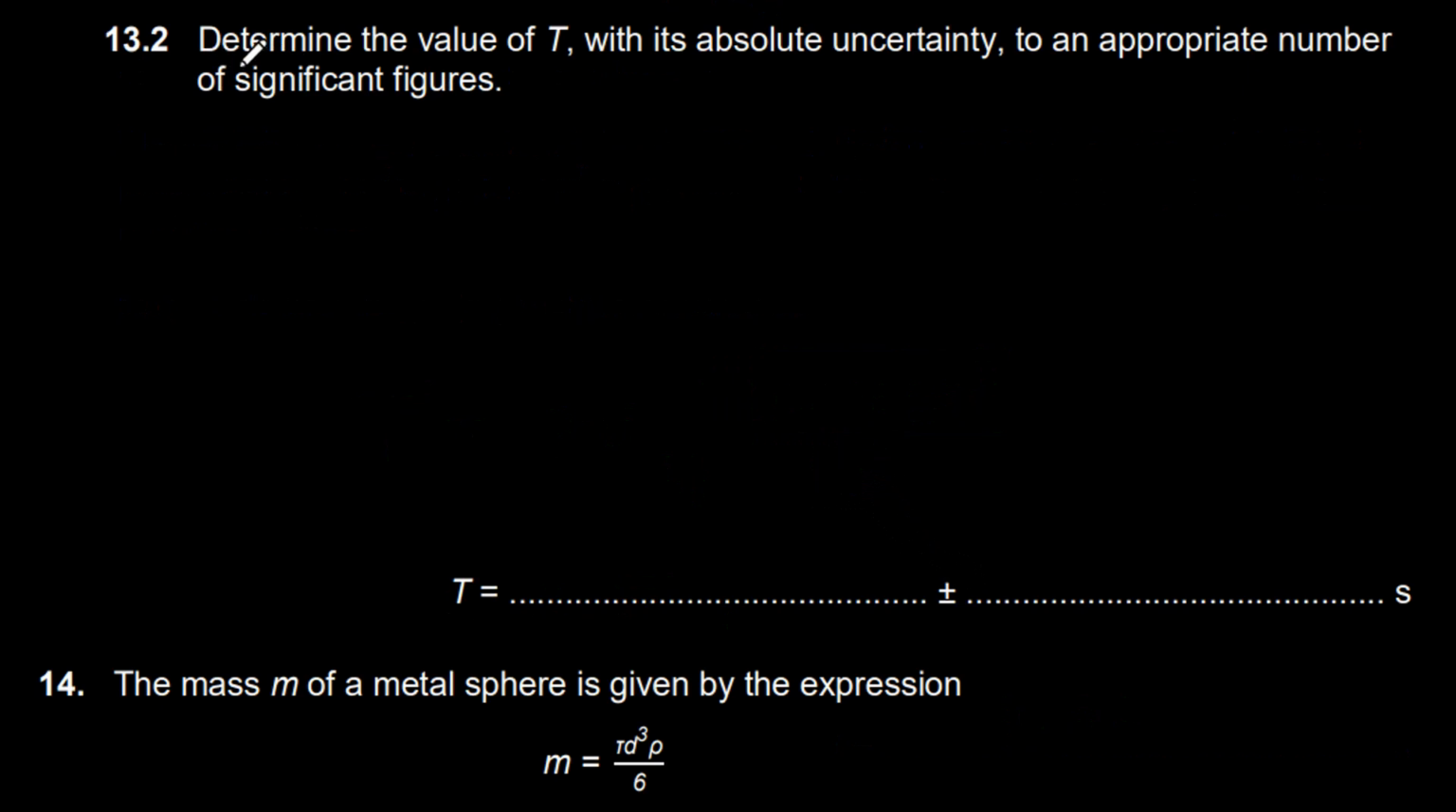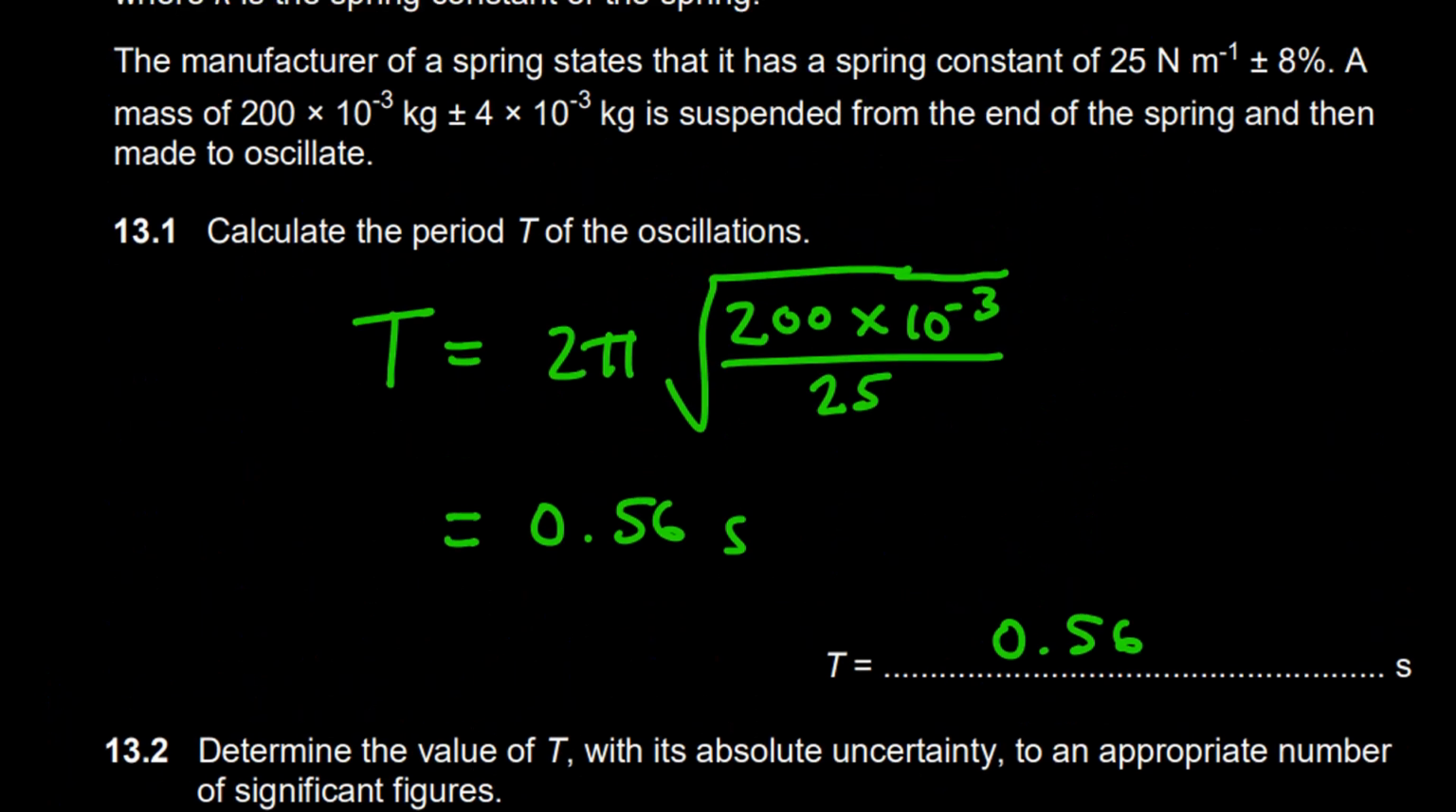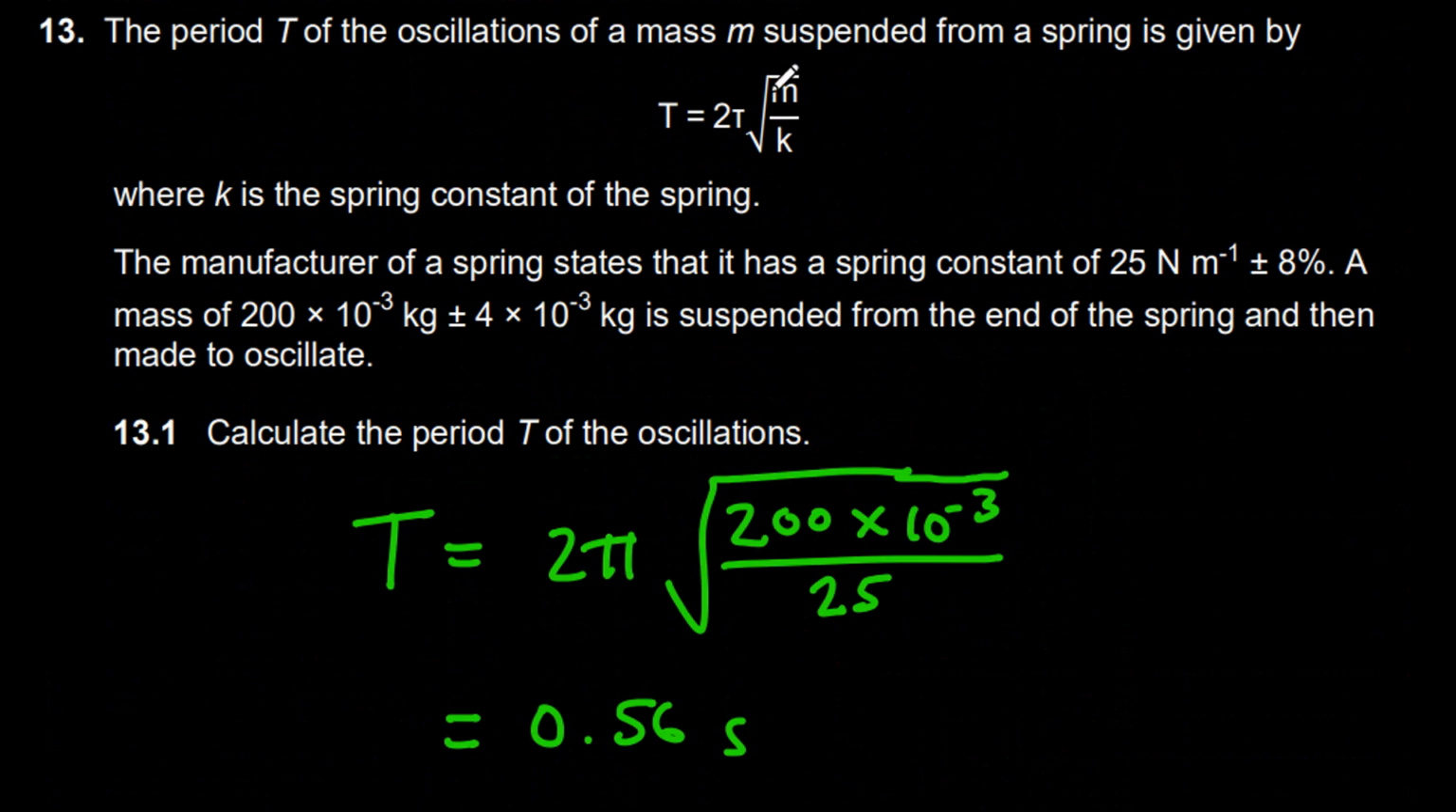Then in question 13.2 it says, determine the value of t with its absolute uncertainty to an appropriate number of significant figures. Now, let's go back to how we got t. It's by using this equation. And you can see that we're taking the square root of m divided by k.